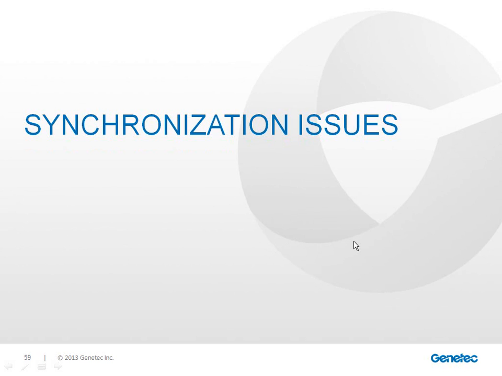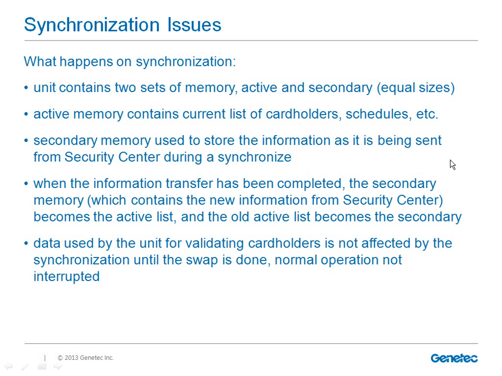Speaking of synchronizing, let's have a look at what we can do if the synchronization is failing. Now before we do that, I'd just like to give you a little background on what's happening on the unit when we're doing the synchronization. The memory on the unit is basically divided into 2 equal parts. Let's call them the active side that's in use and a secondary side that's used for transfers.